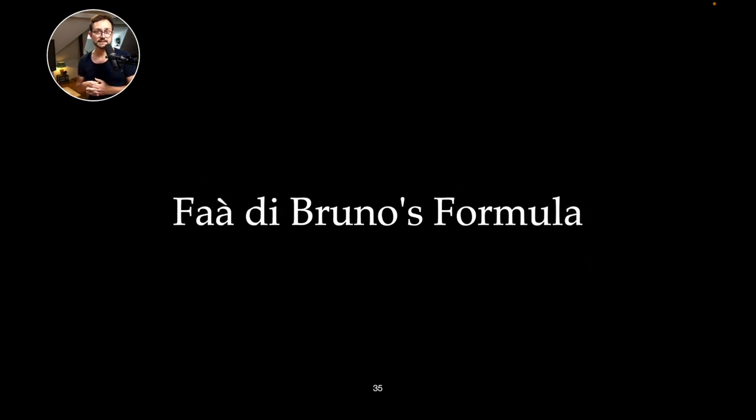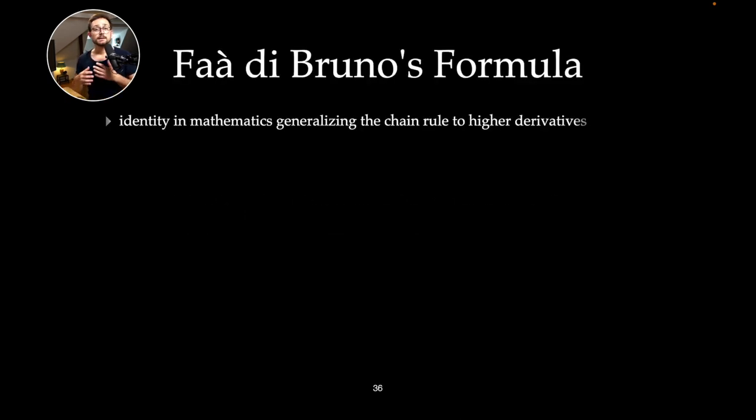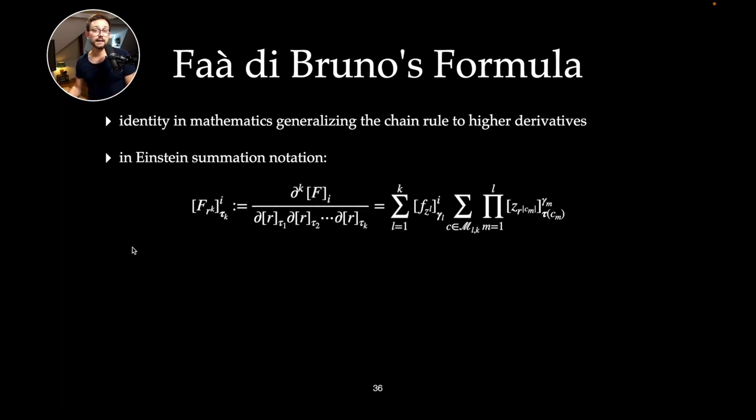Okay, the next important ingredient for a k-order perturbation approximation is Faà di Bruno's formula. So this is an identity in mathematics generalizing the chain rule to higher derivatives. Remember, for the implicit function theorem, we require multidimensional chain rules, and Faà di Bruno's formula is actually a result from mathematics, a very famous identity that generalizes the chain rule to higher derivatives. Now, we can write down the formula in Einstein summation notation the following way for my uppercase F. So this basically is a partial derivative with respect to a bunch of variables using Einstein summation notation.